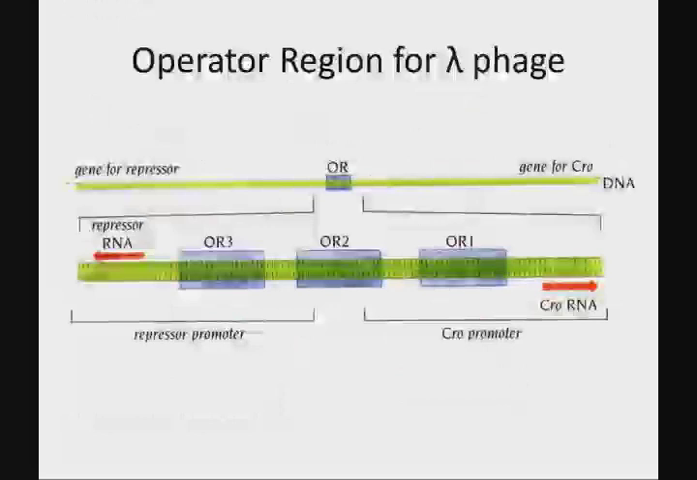So let's look at what's called the operator region for the example phage here, lambda phage. This is now a prophage that has been incorporated into the genome of a bacterial cell. And so what you can see is 3 operator regions. So we know how operators work. If you have a protein binding to an operator, you can block transcription of certain genes.